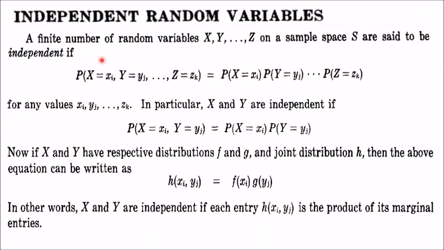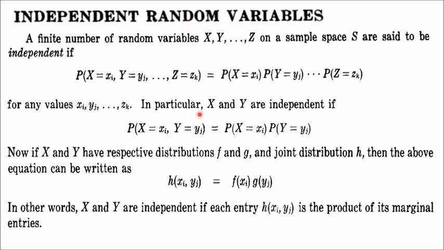Here is the definition for independent random variables. A finite number of random variables x, y, and others up to z on a sample space S are said to be independent if the probability of the random variable x equals x sub i, y equals y sub j, up to z equals z sub k is equal to the probability of x equals x sub i times the probability of y equals y sub j up to times the probability of z equals z sub k, for any values of x sub i, y sub j, up to z sub k.